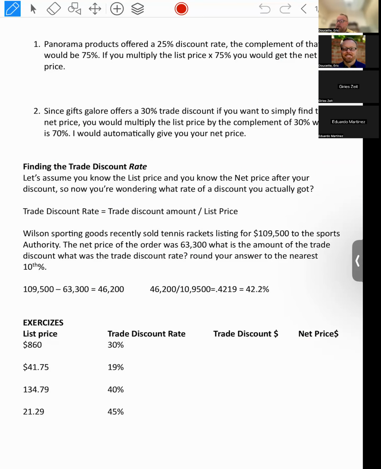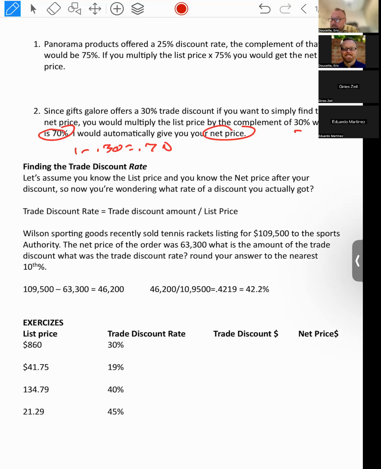All right, so Panoramic Products offered a 25% discount. The complement of that would be 75%. This is the one we were looking at the very beginning with the invoice. If you multiply the list price by 75%, you would get the net price. And then the second problem, since Gifts Galore offers a 30% trade discount, if you want to simply find the net price, you would multiply the list price by the complement of 30%, which was 70%, or 1 minus 30. That would automatically give you your net price.